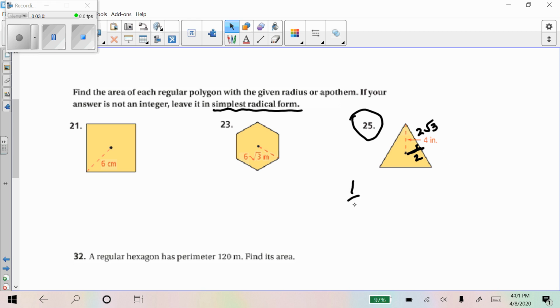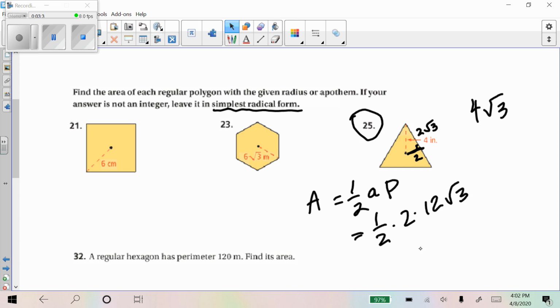So 1/2 times the apothem times the perimeter equals 1/2 times 2. That's the apothem. And the perimeter would be, one side would be 4 times the square root of 3. And so we need 3 of those sides, so we're going to multiply that by 3, and that would be 12 times the square root of 3. And 1/2 times 2 is 1, times 12 is 12, times the square root of 3.